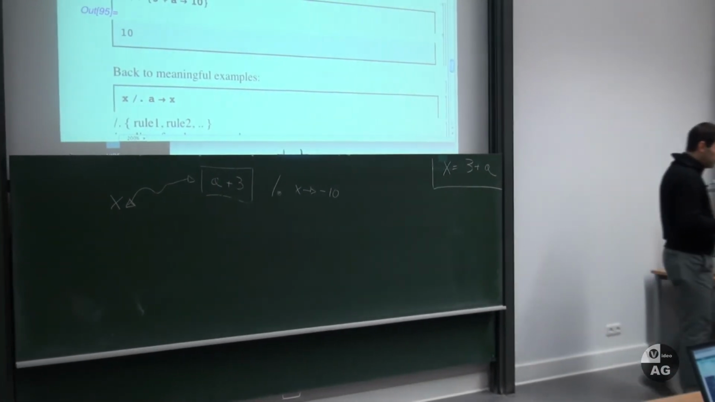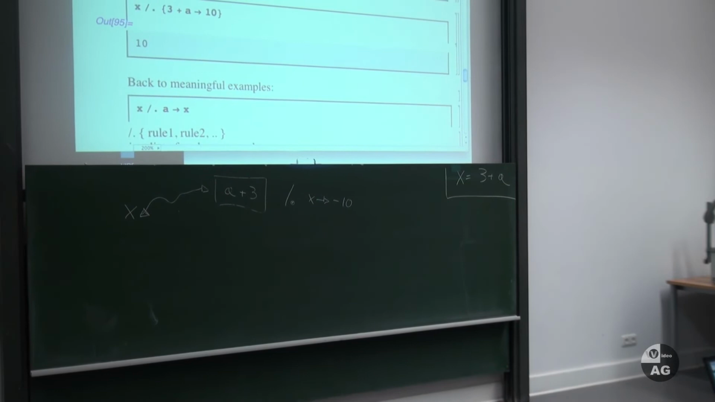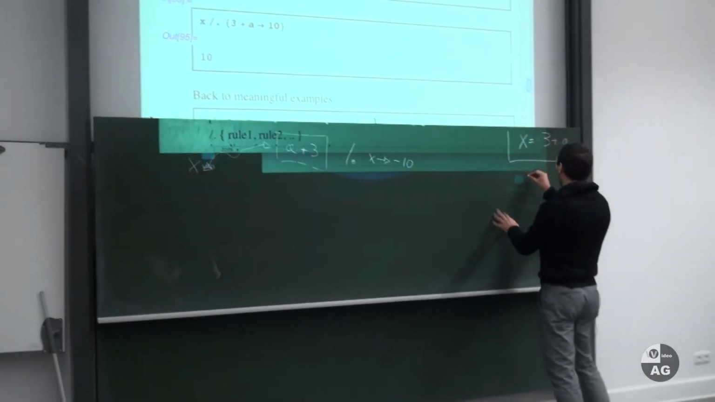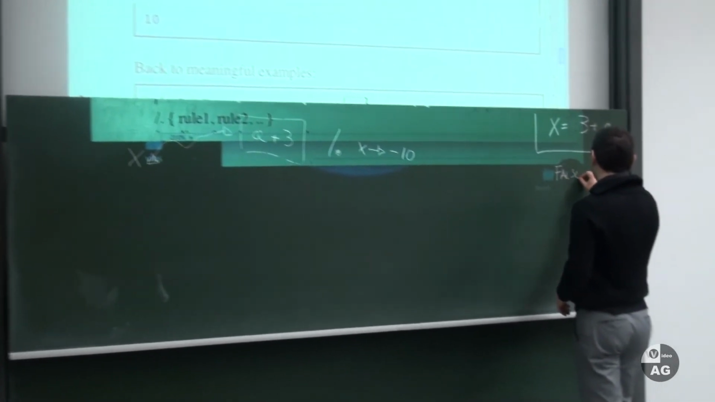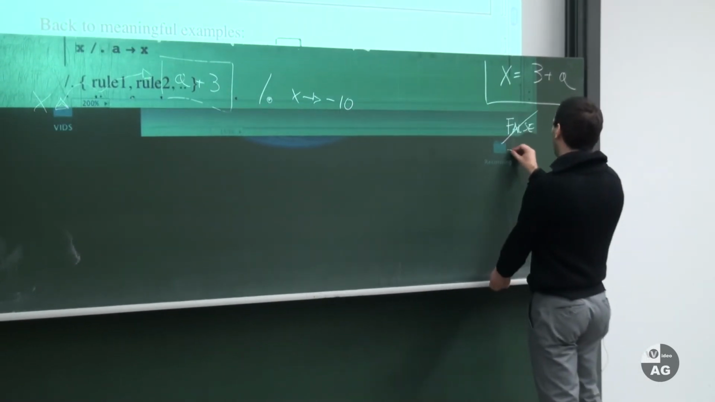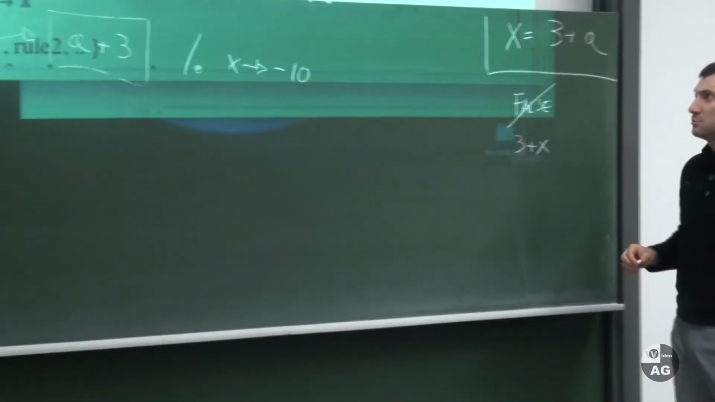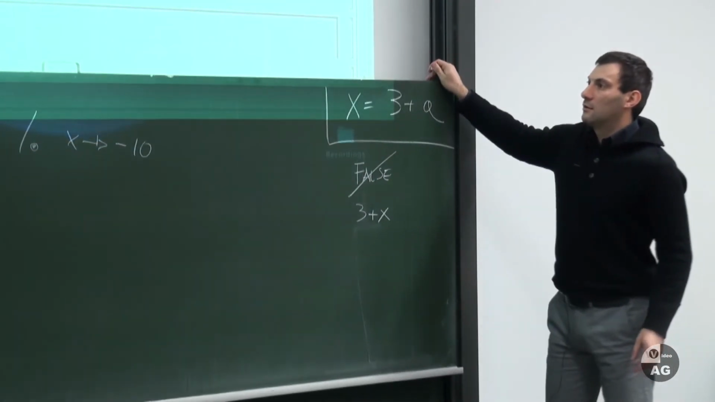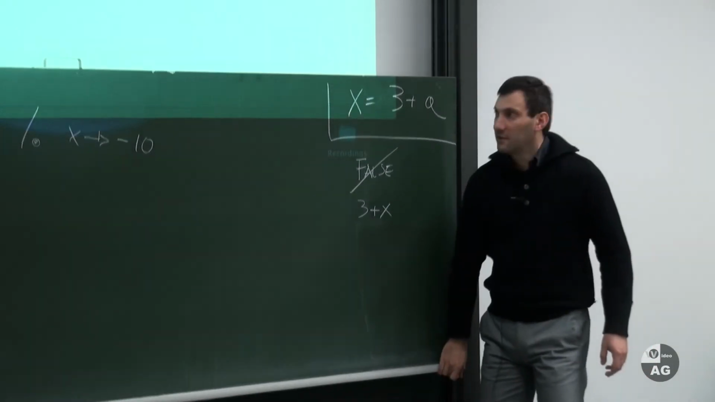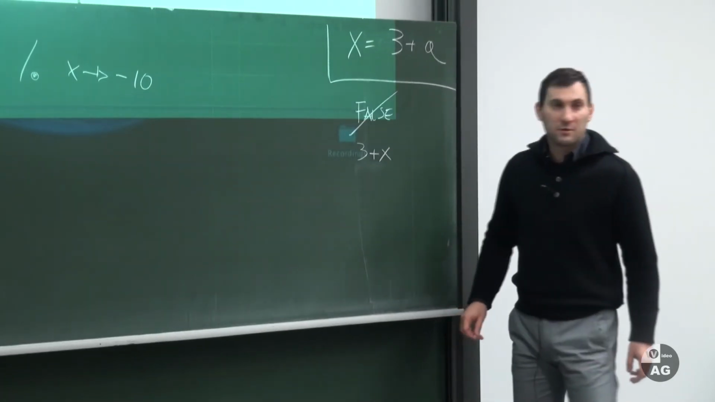So let's vote. Possible answers. We have false. Not making fun of you, but okay, it's not false. Then we have 3 plus x. That's a possibility. What else? Let me push this a little bit higher. Okay. Any other take? Any other opinion?